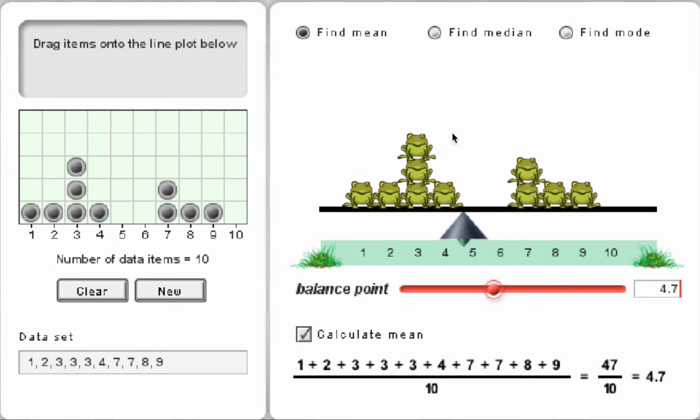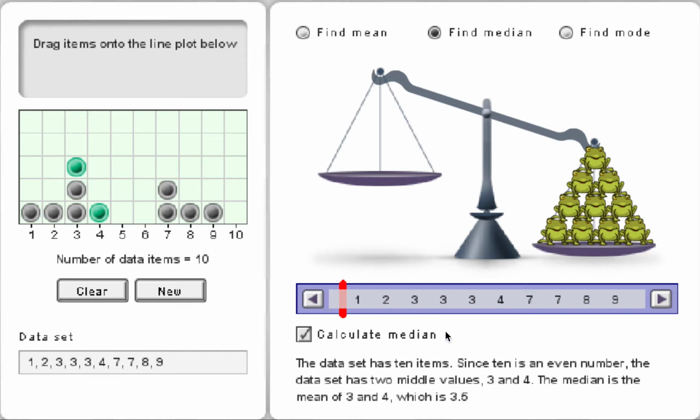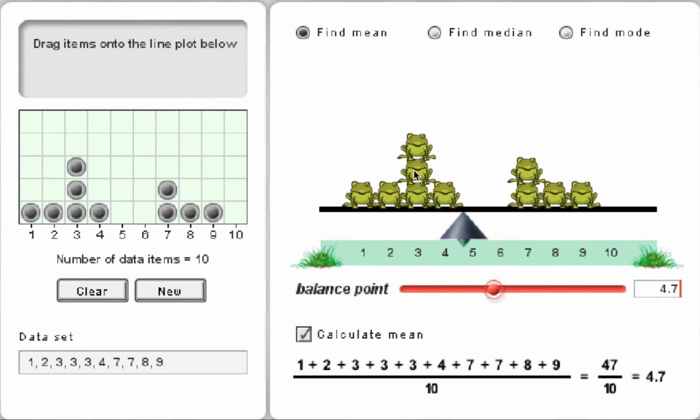But again, let's go back and look at the number of frogs. We've got more frogs on the left-hand side of the mean than we do on the right-hand side of the mean. So how is that going to affect the median? Do you think the median would be bigger or smaller than the mean in this case, if there are more frogs on the left, less than the mean than there are on the right? You'll notice that the median is 3.5. So the median is actually less than the mean. Visually, why is that? There are more values, more numbers that are less than the mean. So the median is less than the mean.